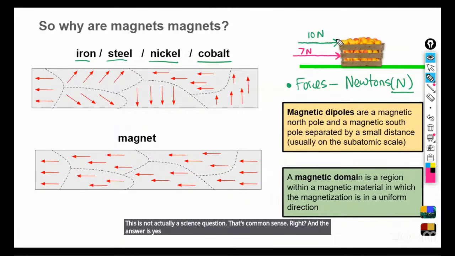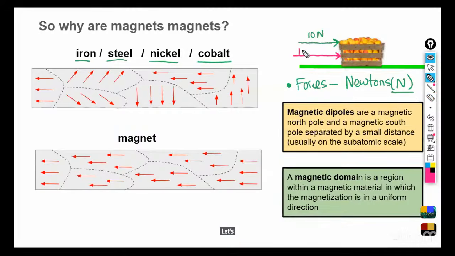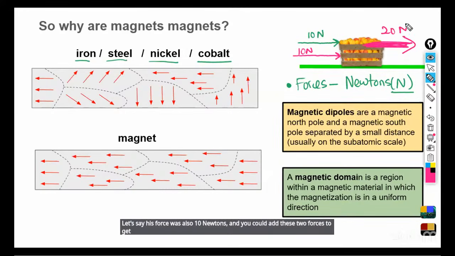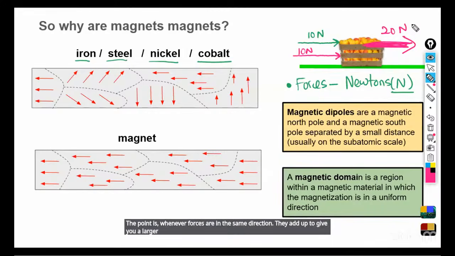Whenever two forces are in the same direction, let's just say the other person is just as strong. Let's say his force was also 10 newtons. And you could add these two forces to get one force of 20 newtons, because 10 plus 10 is 20. The point is, whenever forces are in the same direction, they add up to give you a larger force.